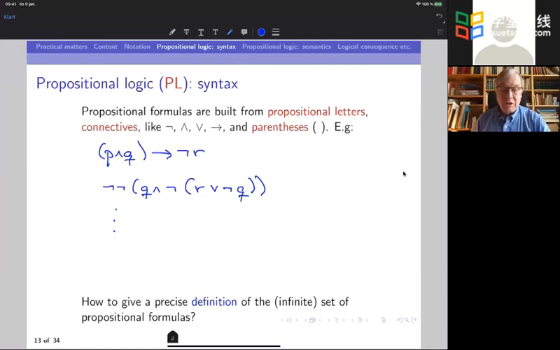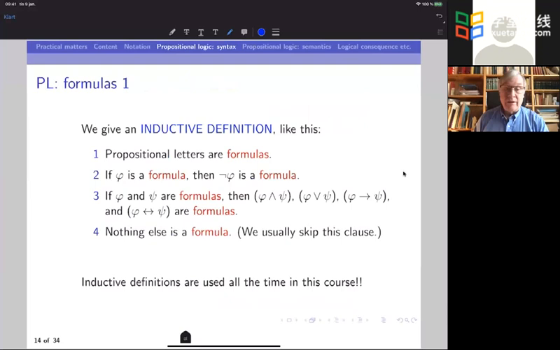But my question now is, how can we give a precise definition of this infinite set? We're going to need that because we're going to say things about all the formulas. We're going to say that all the formulas have some property, but that's a claim about infinitely many things. So we need to be able to prove such a claim. And that requires a precise definition. Well, here's what such a definition could look like.